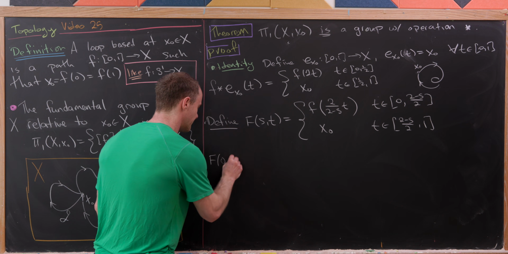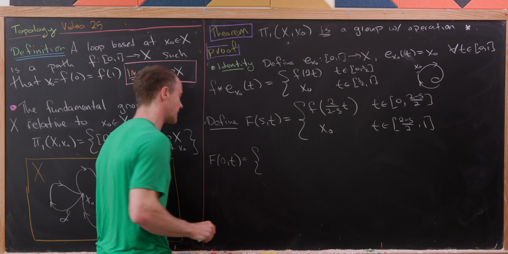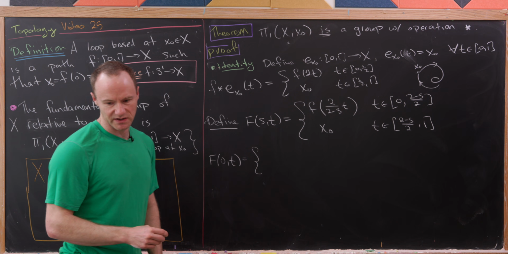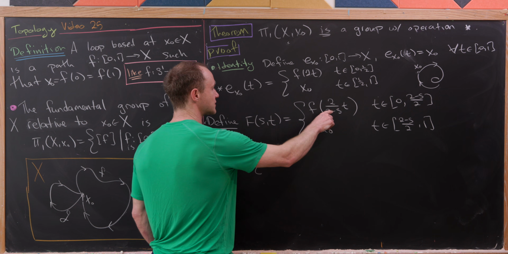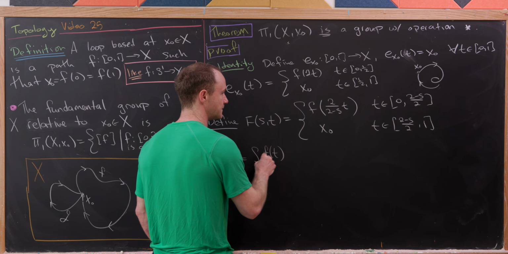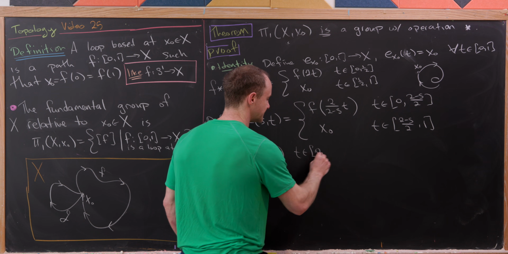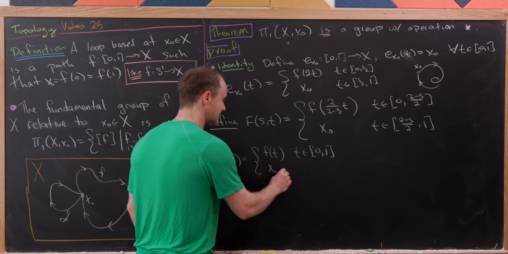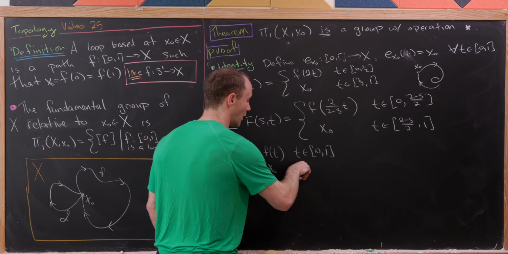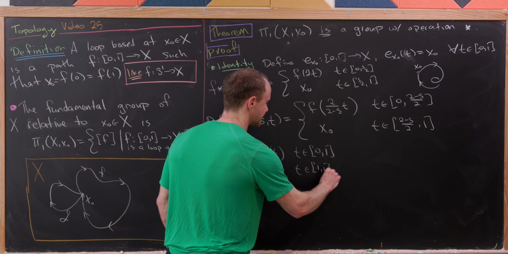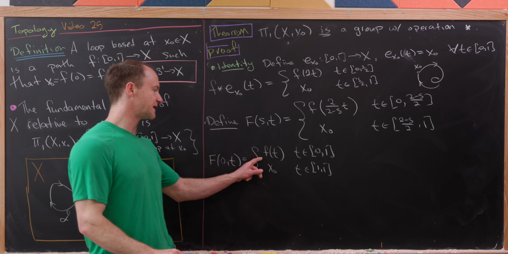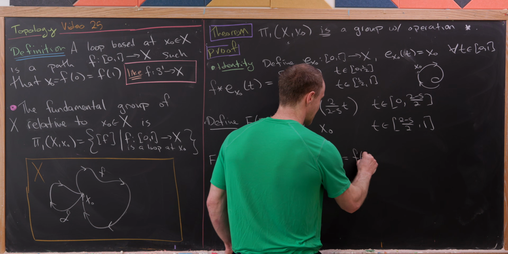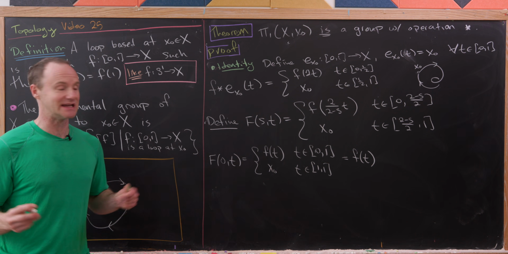So let's do f of 0 comma t. So that means we're going to plug in 0 everywhere we see s. Okay, so that's going to give us f of 2 over 2 times t, in other words, f of t, when t is on the interval from 0 to 2 over 2, which is 0 and 1. And then we'll be at x naught when t is equal to 1. In other words, when it's on the closed interval from 1 to 1. But this is continuous because we know f of 1 is equal to x naught. So this, in fact, turns just straight into f of t as needed.